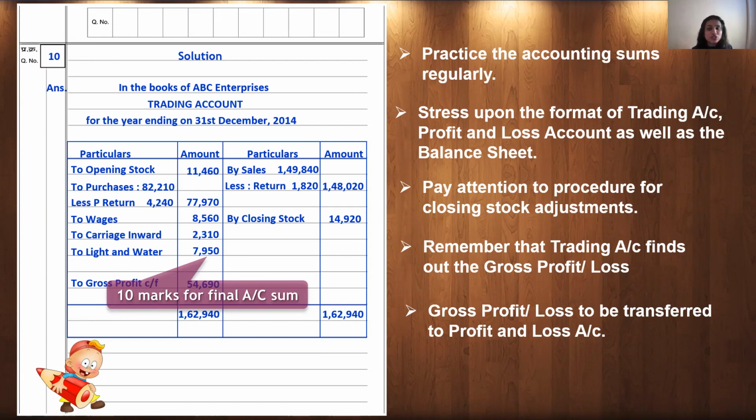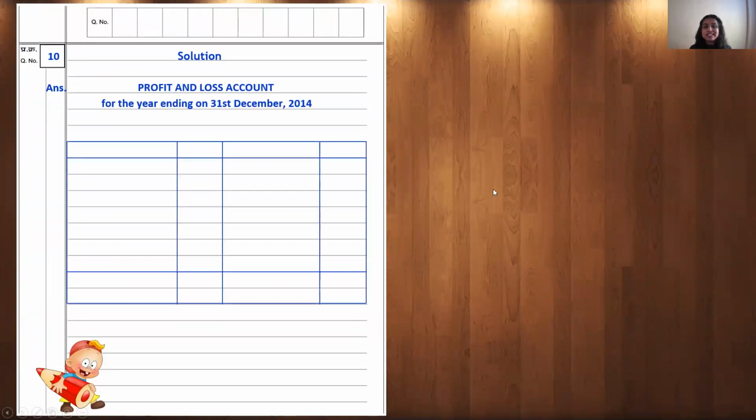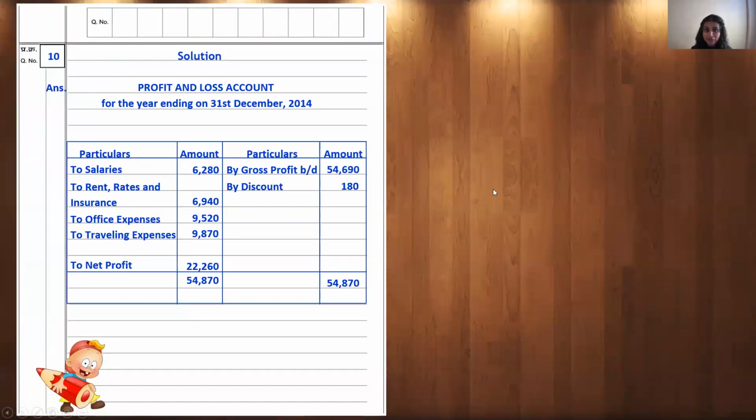Now, what is your next account that you have to create right after your trading account? Yes, it is the profit and loss account. So moving on to the profit and loss account, students, this is the format for your profit and loss account. It is almost similar to your trading account. Instead, the heading will be profit and loss account for the year ending. Again, the same format for the year ending. Particulars, amount. Now, if you see gross profit, like I told you, which you got from your trading account, was transferred onto your profit and loss account.